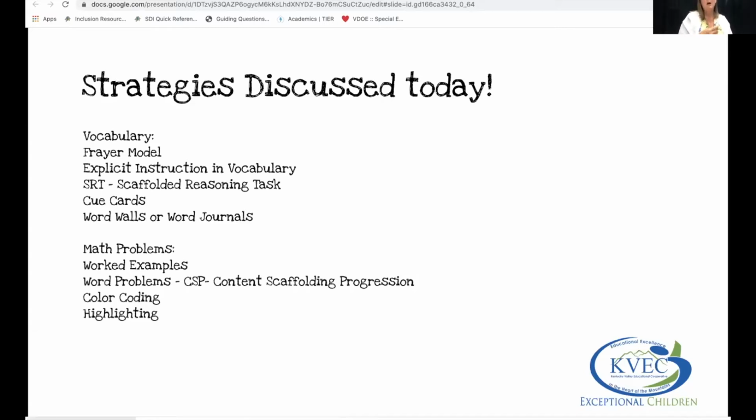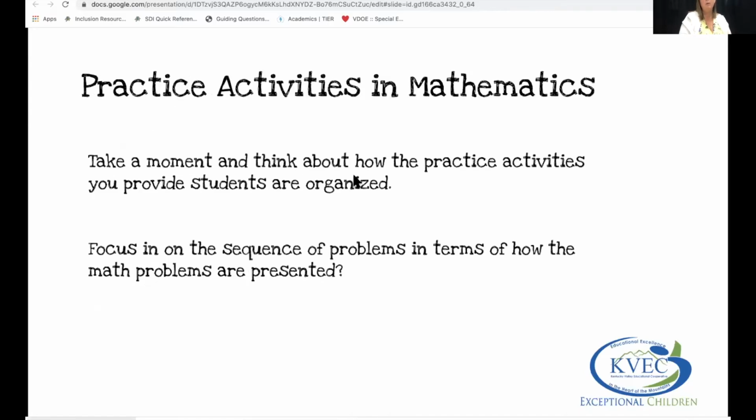The next thing is what can we use that's explicit instruction or SDI in math for word problems, for just problems in general. So worked examples is one that I'm going to show you. I'm going to show you the CSP, content scaffolding progression of word problems. And we're going to talk about color coding and highlighting. So let's get started with just the Frayer model.